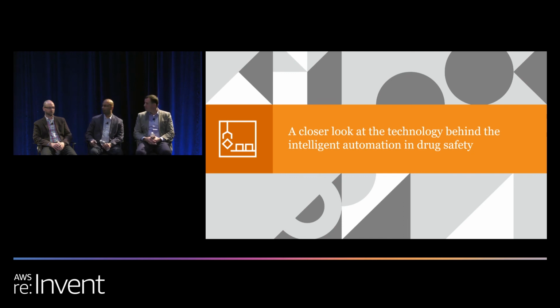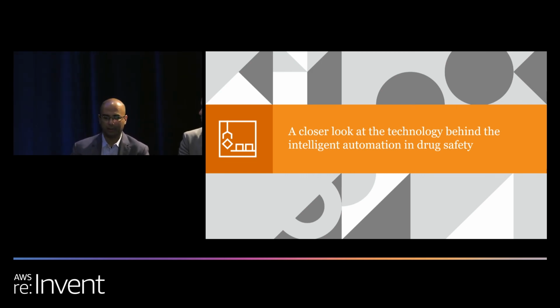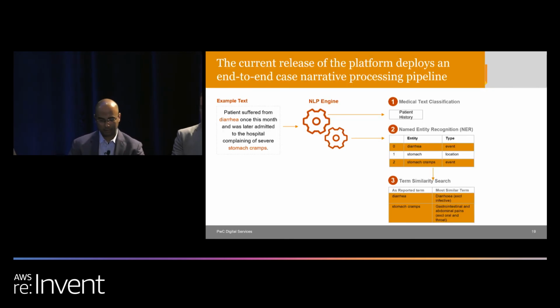Yep. So just going back to some of the technical side now, we have approximately 10 minutes or so left. What we want to talk to you about in the next couple of slides is a deep dive into a generic AI-enabled automation platform, how it would look. So this is a real example. We typically get comments like this, or we get questions like this. A text comes in with, say, the patient suffered from diarrhea once a month and was later admitted to hospital complaining of severe stomach cramps. So it's an unstructured piece of text.